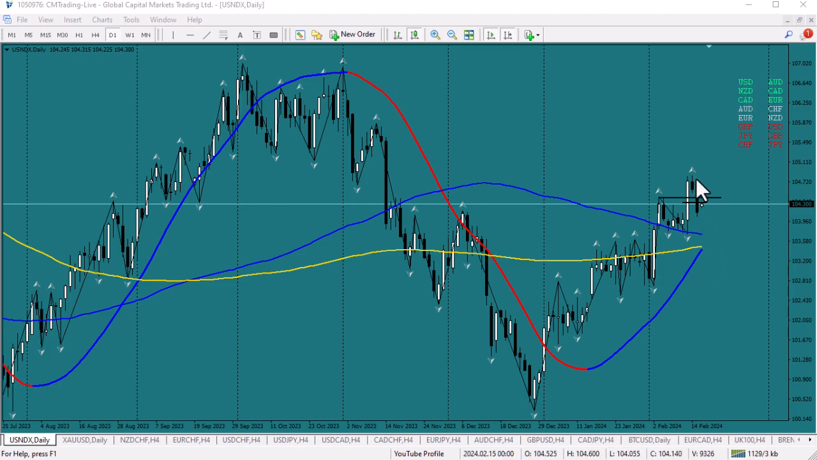But this doesn't exclude the opportunity or the potential that it could retrace back to the moving averages. But for now, I'm still holding with a strong level there. Let's see what happens. It's Friday. Anything can happen on all the news coming out on a Friday.